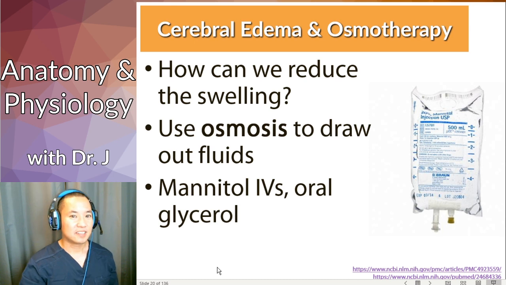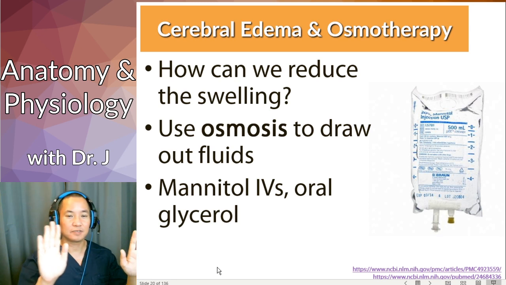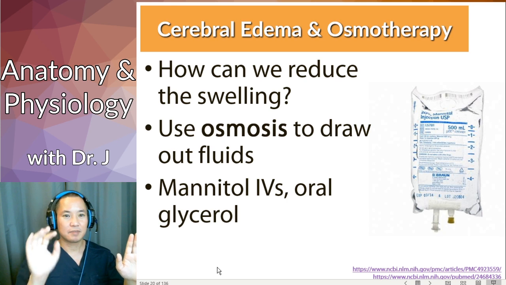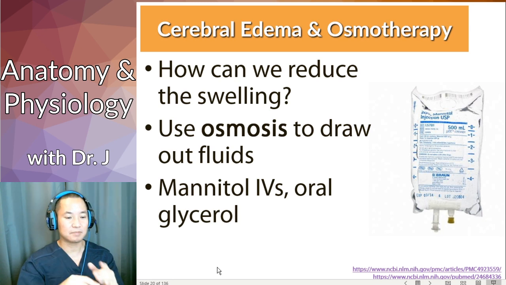So the objective is to draw out water from the brain, right? So what are you going to do? Do you want a higher solute concentration in the brain or a higher solute concentration in the fluids surrounding the brain? Maybe you want it in the extracellular fluids surrounding the brain. Why? Because if this has a high solute concentration and this has a very low solute concentration, it's going to draw water from the brain and the surrounding tissues into that extracellular fluid and blood.